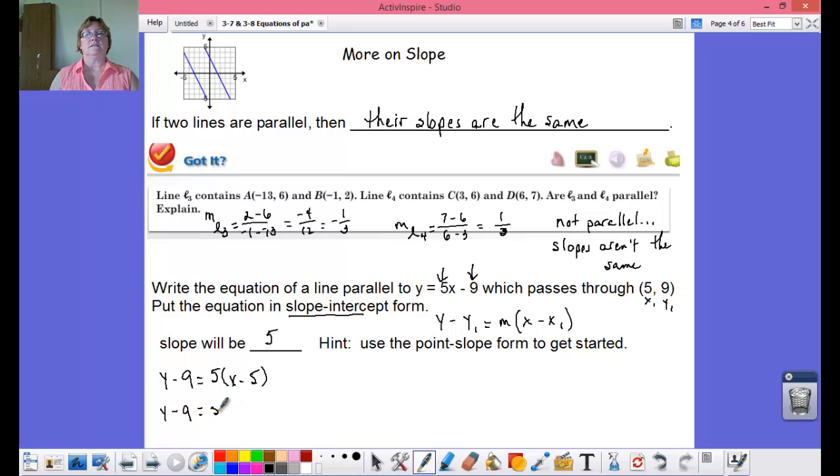5 times x. 5 times 5 is 25, and there was a minus sign in there. Now to get y by itself, we must add 9 to both sides. And our equation is y equals 5x minus 16. Negative 25 plus 9 is negative 16. Folks, we know we're parallel because we have exactly the same slope.